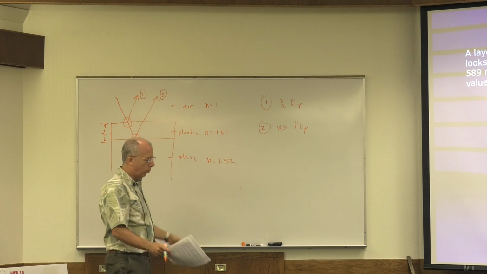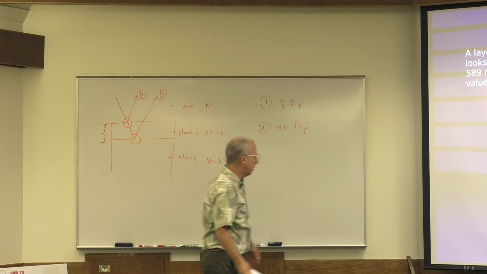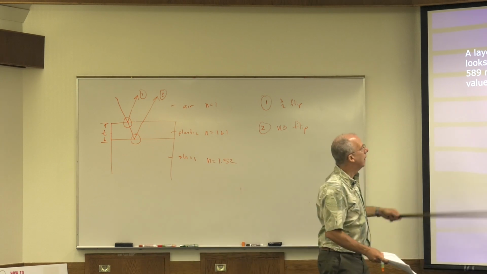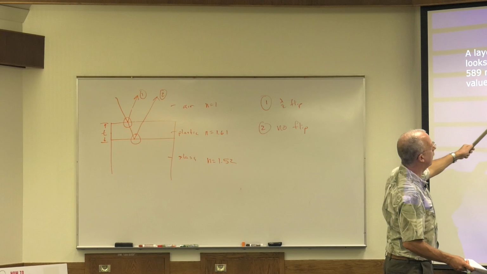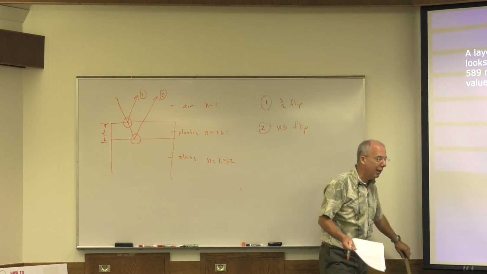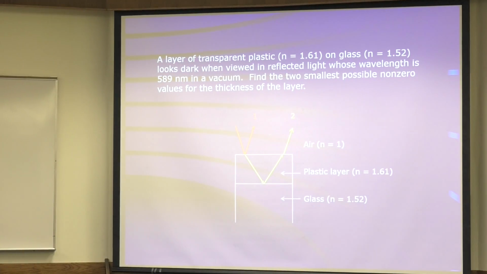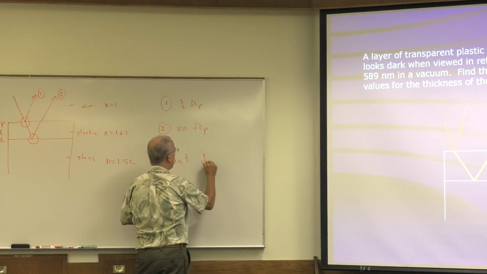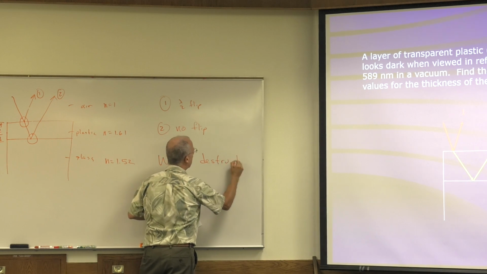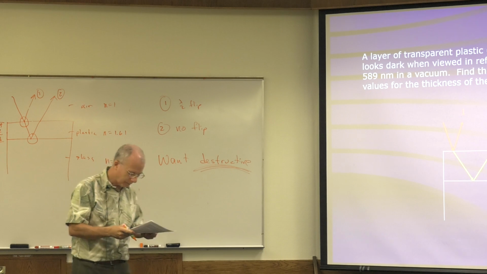Now, what are we supposed to get? Constructive or destructive? You've got to read it. They always give you hints. So what does it say? A layer of plastic looks dark. It looks dark. So what kind of interference is that? That's destructive interference, right? You've got to figure that out from the words, whether they want constructive or destructive. We want destructive interference.